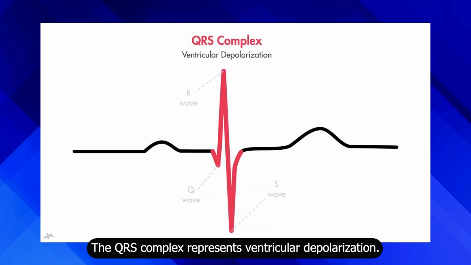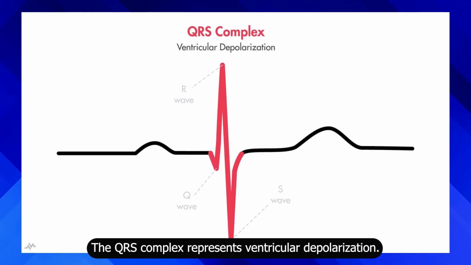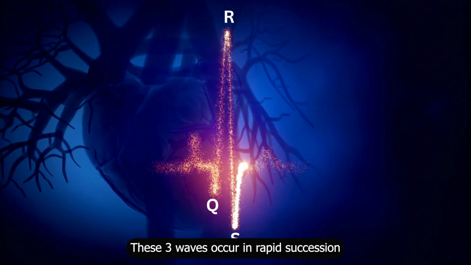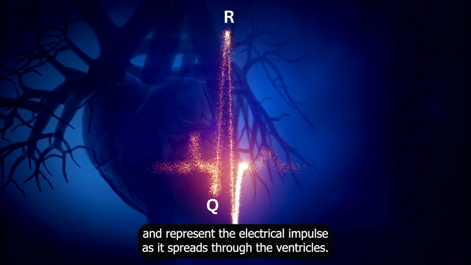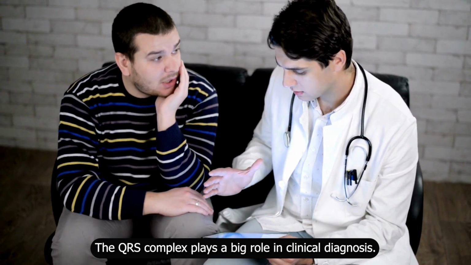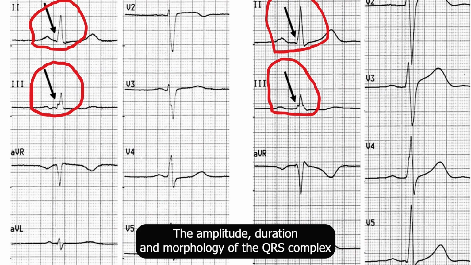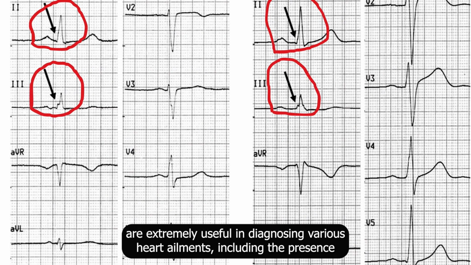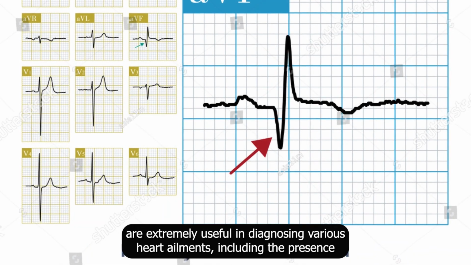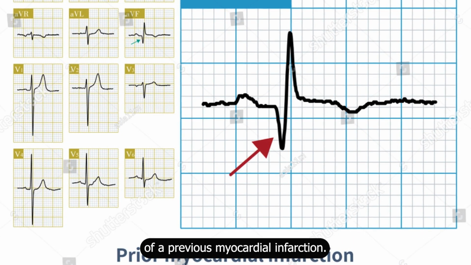The QRS complex represents ventricular depolarization. These 3 waves occur in rapid succession and represent the electrical impulse as it spreads through the ventricles. The QRS complex plays a big role in clinical diagnosis. The amplitude, duration, and morphology of the QRS complex are extremely useful in diagnosing various heart ailments, including the presence of a previous myocardial infarction.